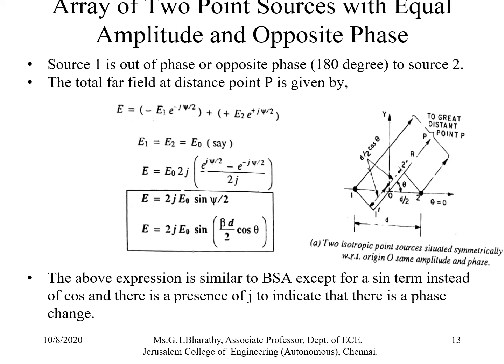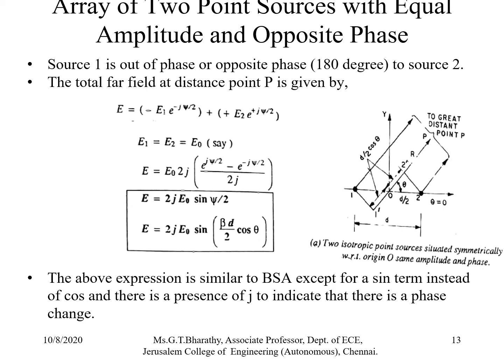So amplitude is same, so we are going to replace E1 and E2 with a constant E naught. When we see the representation of the electric field compared to the broadside array, we can see that it is same as the previous case, except for two changes. One is we have a j, which indicates that there is a phase change, and instead of cos we have a sine term here. So in the previous case we had the answer as 2 E naught cos(psi/2).